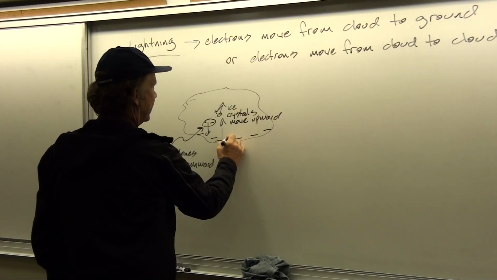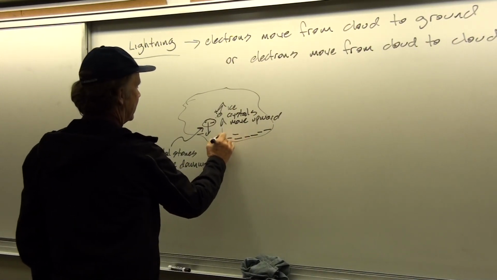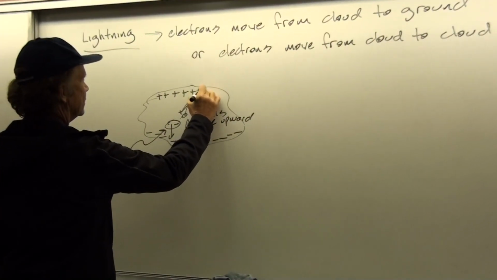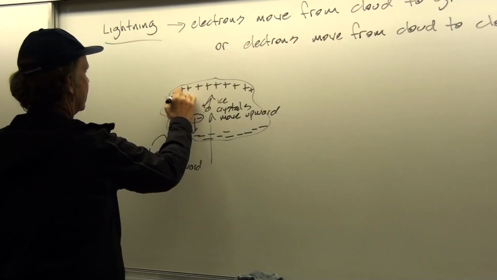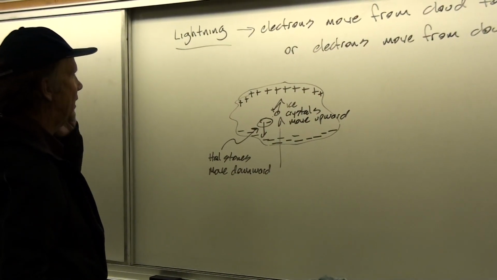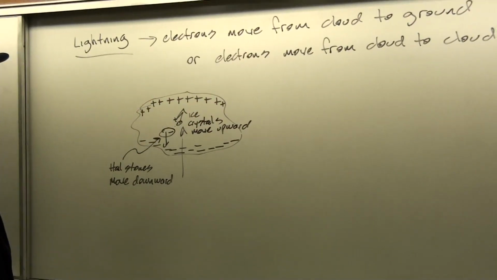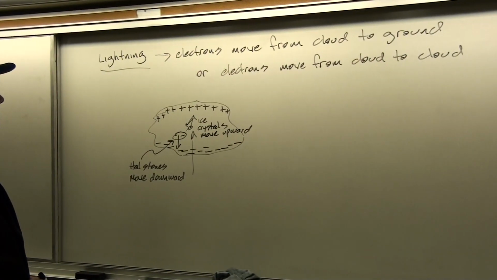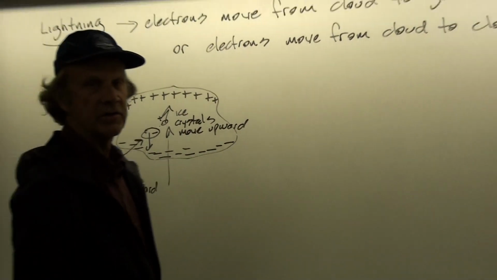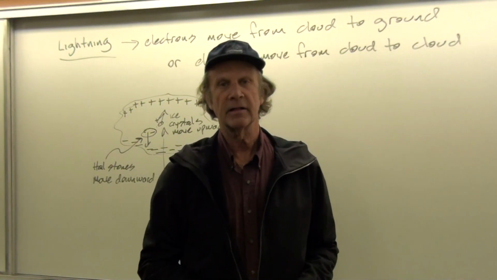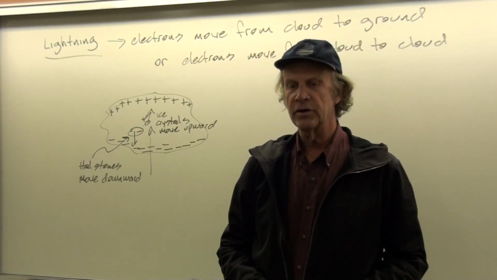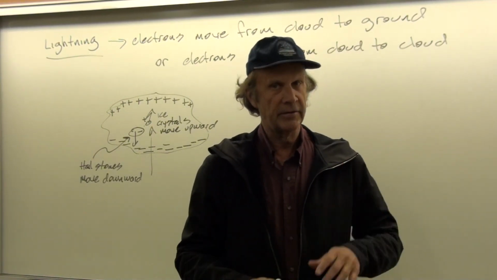And so the bottom of the cloud begins to build up a net negative charge, while the ice crystals move up to the top of the cloud and produce a net positive charge at the top of the cloud. So now we've got a significant charge separation between the upper part of the cloud and the lower part of the cloud.